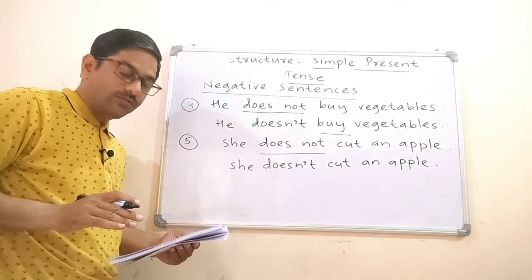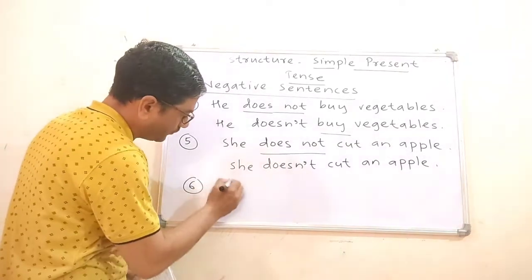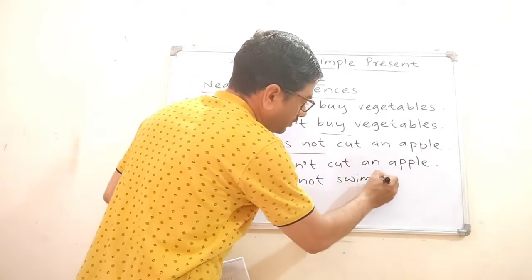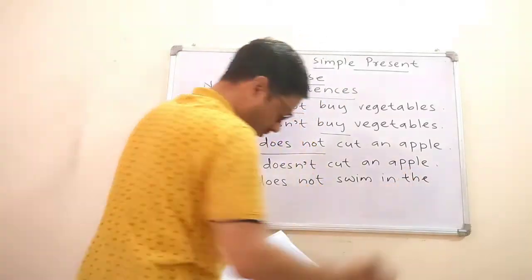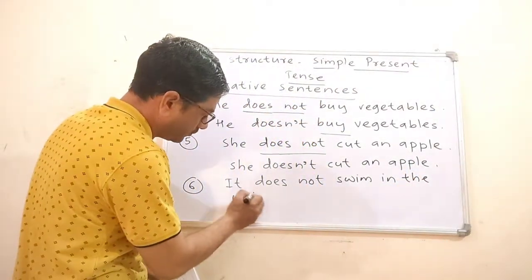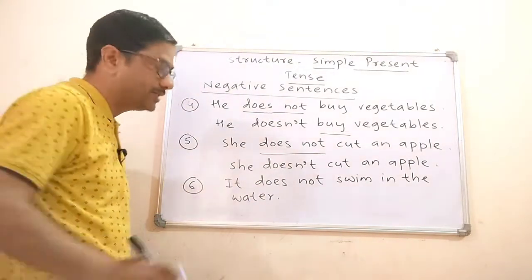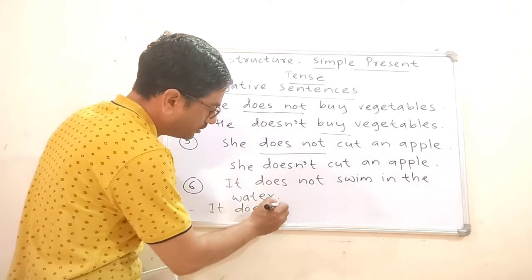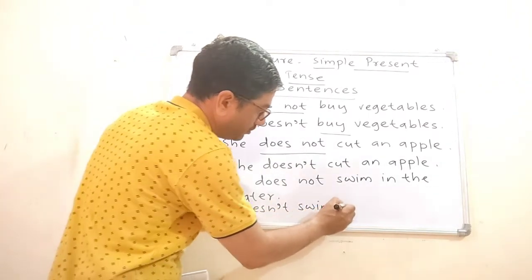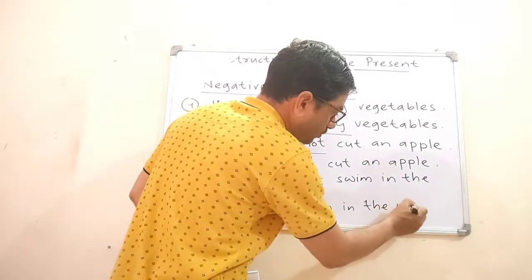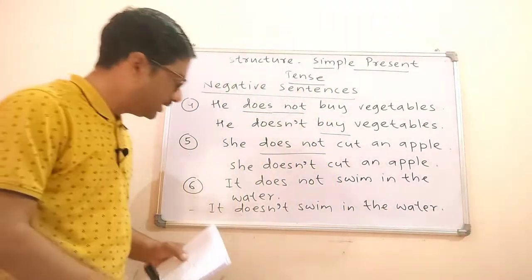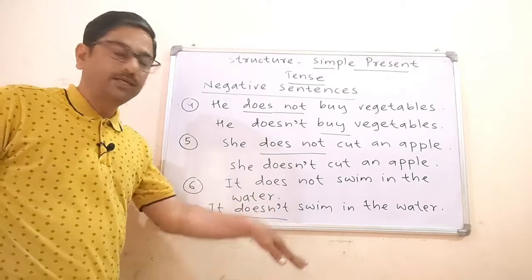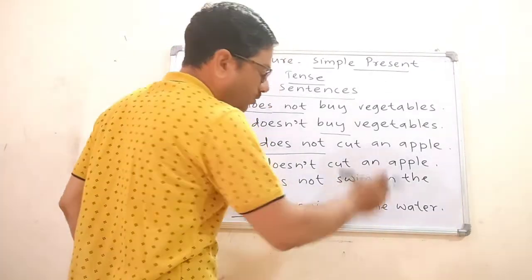It does not swim in the water. You can write the same sentence in this way also: it doesn't swim in the water. Here doesn't is the short form of does not. It doesn't swim in the water.